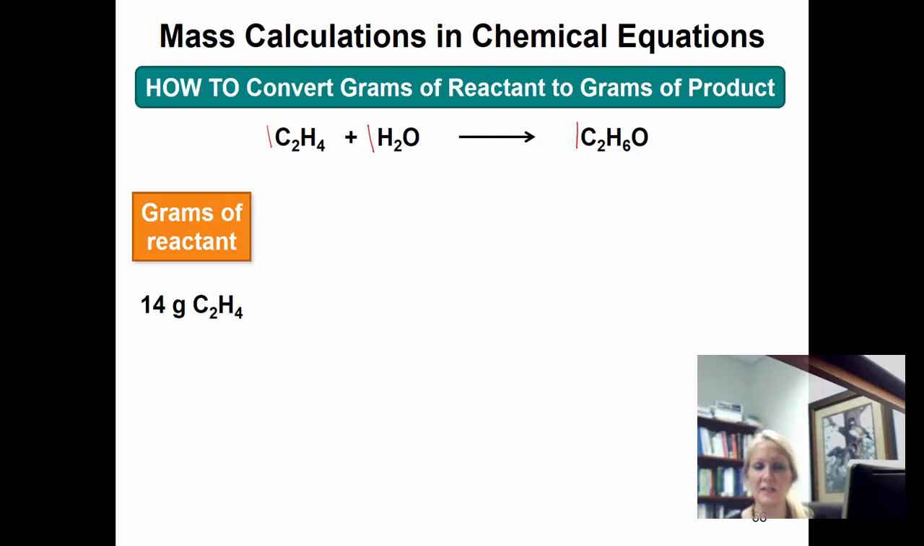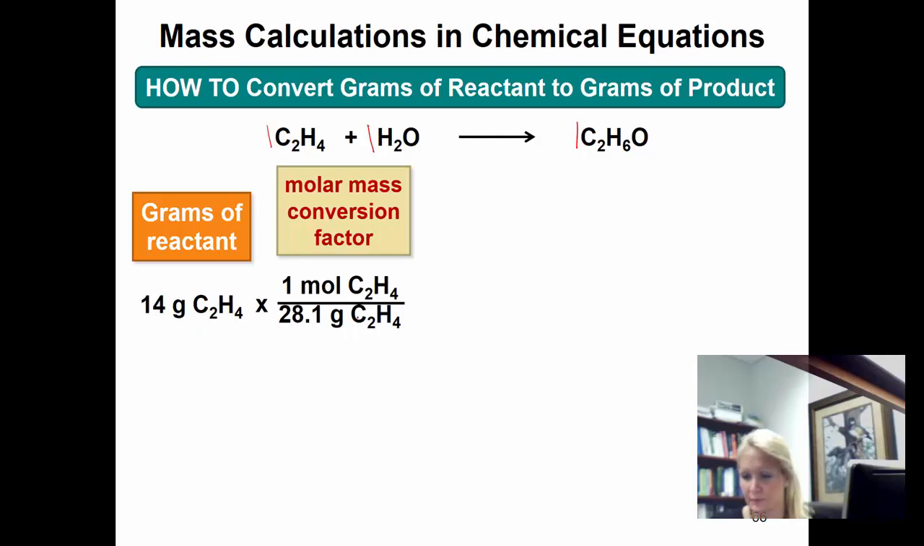All right, we were given in the problem that we have 14 grams of C2H4. So we write that out. We write out our units, grams C2H4. To get to moles, we have to use the molar mass. So we add up the molar mass for C2H4. If you need a review on that, go back to the video that says calculating molar mass. All right, so C2, 2 carbons plus 4 hydrogens gives us about 28.1 as our molar mass, and that is always out of 1 mole.